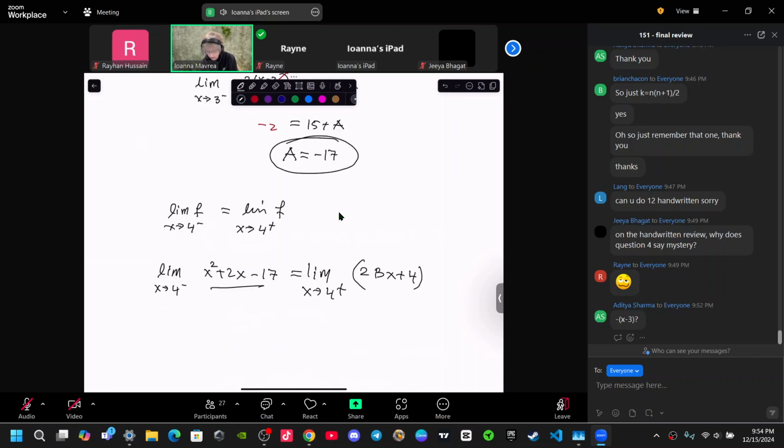So I plug in here the 4 and I plug in here the 4. Clearly I can find b, right? So all I have to do is plug in. So I plug in, I get 16 plus 8 minus 17 is equal to, again, if I was on an exam, I would write 4 squared plus 2 times, not a chance, not multiplying anything.